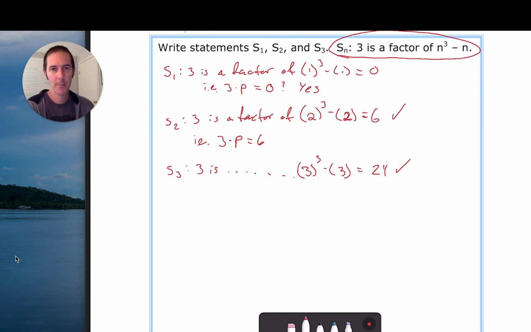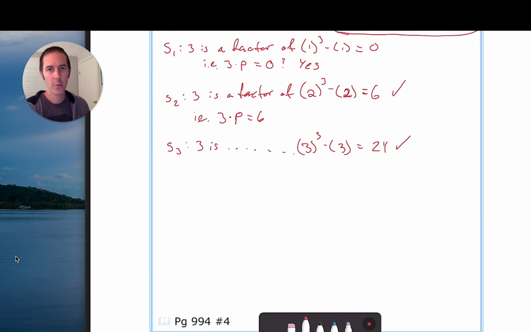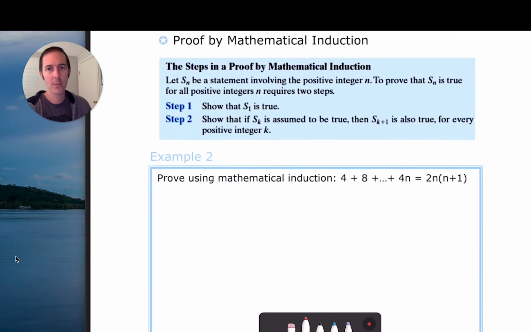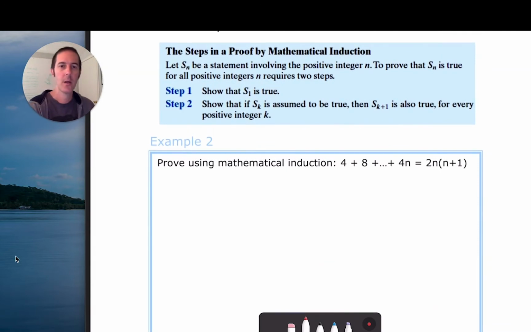It does not. Maybe it's a coincidence that it worked for the first 3 and it doesn't work for any of the rest of them. We need a method to prove that it's going to work for all the rest of them. And that's a proof by mathematical induction. The steps are pretty much what we just did.